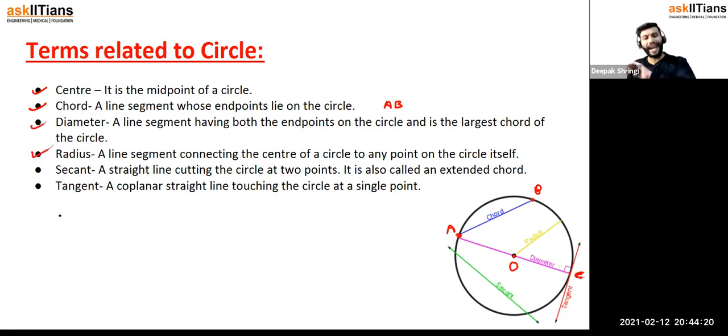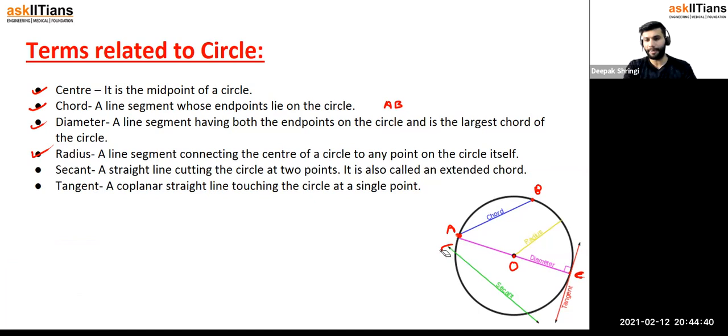Now you draw any straight line that cuts a given circle at 2 points, it is called the secant. Look at this. There's a circle, there's a line, and this line is cutting the circle at 2 points. This is called the secant of the circle.